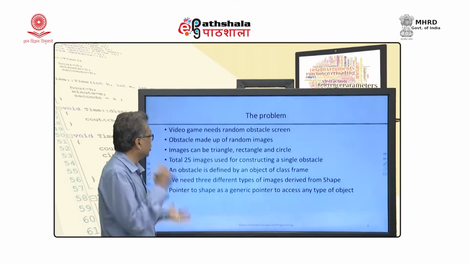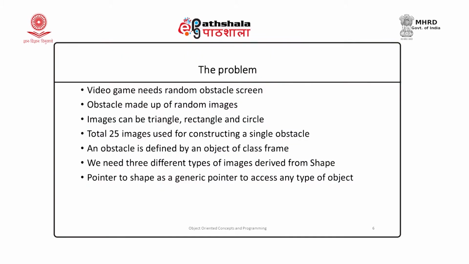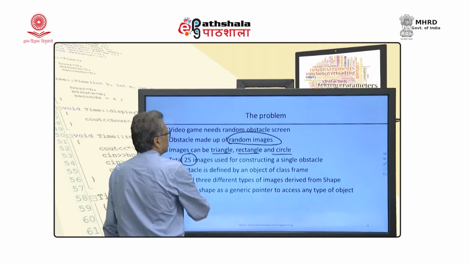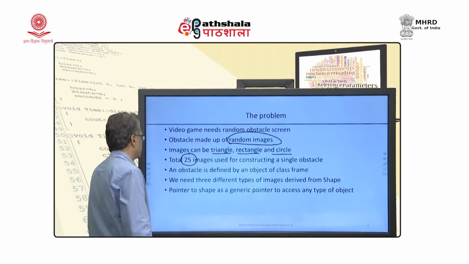And this is something which I have already described. The video game needs a random obstacle screen, in which we are going to construct obstacles made up of random images, and these random images can be of any type. And that is the critical part. In our case, we restrict our images to 3 different types: triangle, rectangle, and circle. A total of 25 images are used to construct a single obstacle.